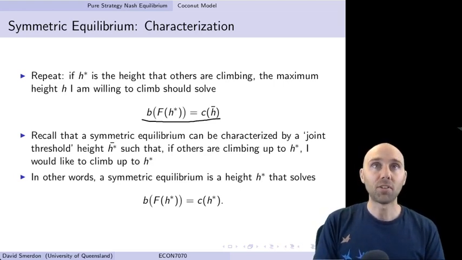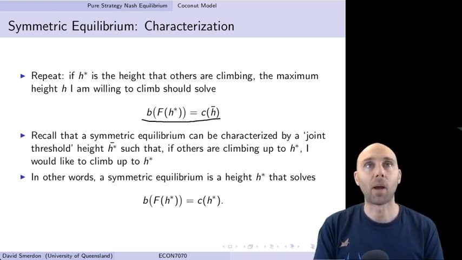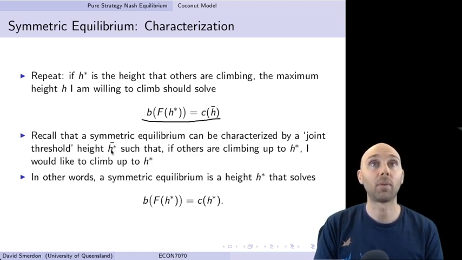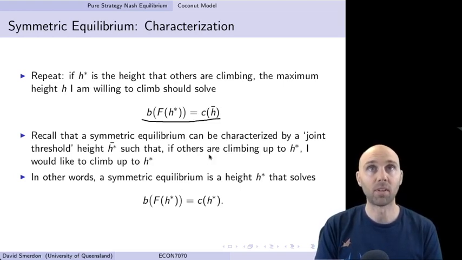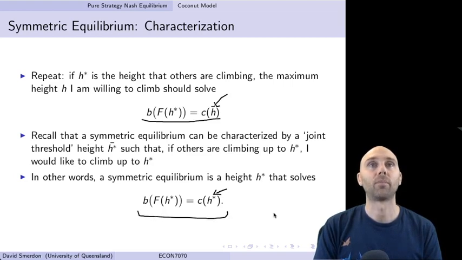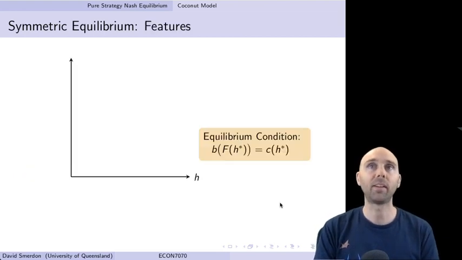If I want a symmetric equilibrium, it must be the case that there is some joint threshold height. H upper bar is what we call a threshold, and that needs to also be h star, such that if others are climbing up to h star, I would like to climb up to h star. So we want to equate these things now, so that in that situation, nobody would have an incentive to deviate from their strategy. In other words, we simply need to replace this h bar here with h star here. And that's nice because we now have our symmetric equilibrium condition. Or in other words, we have the equation that characterizes a symmetric equilibrium. So that's our equilibrium condition.